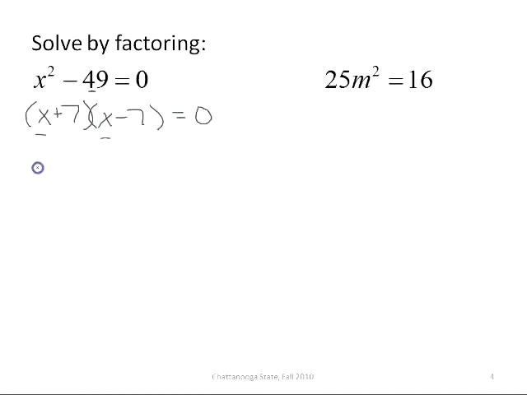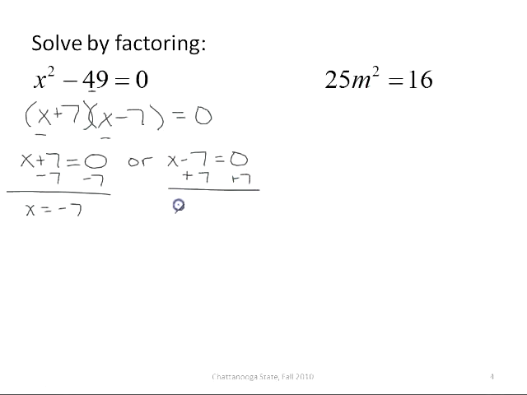Now we use our zero factor property to set each factor equal to 0. X plus 7 equals 0, or x minus 7 equals 0. To solve this equation, we have to subtract 7 from both sides. So x would equal negative 7. And to solve this equation, we have to add 7 to both sides. So we get x equals positive 7. So each of these is a solution to x squared minus 49 equals 0.